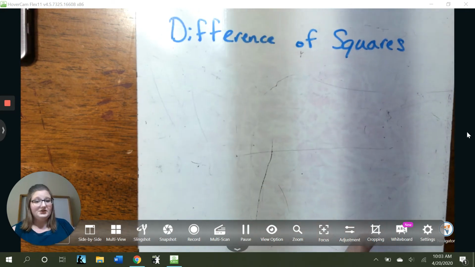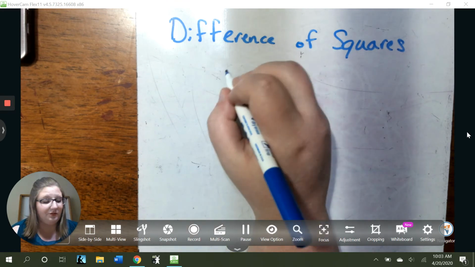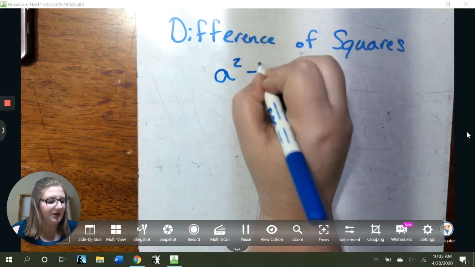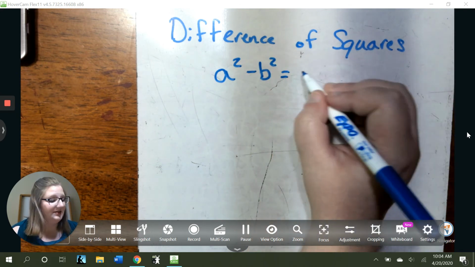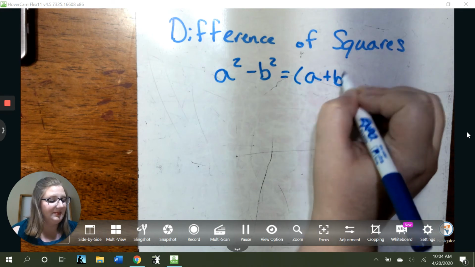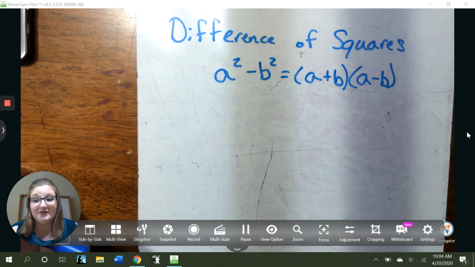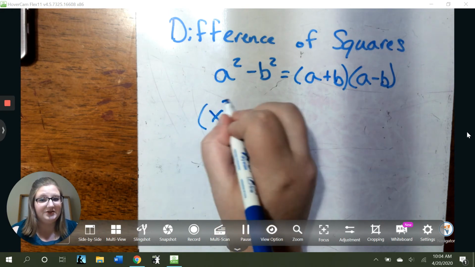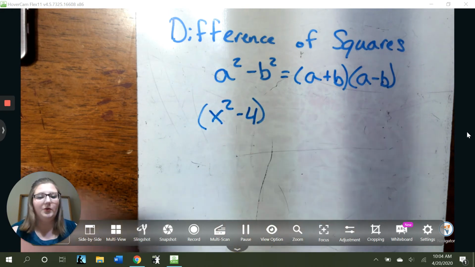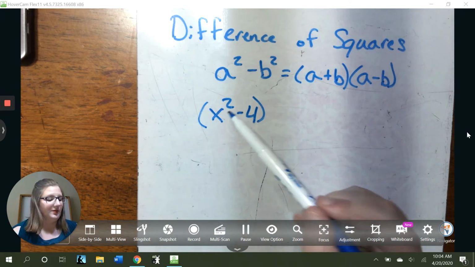So the difference of squares method can be used when we have two things that are perfect squares. So to start off with, the rule is if I have a squared minus b squared, then to factor this would factor into a plus b times a minus b. Now, that doesn't really help us make a lot of sense of what we're doing, so let's look at it as an expression. So if we had the expression x squared minus 4, this is going to be the difference of squares because both of these terms are perfect squares.